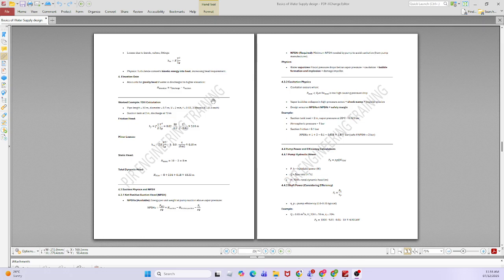Okay, so here you can see the worked example. Friction, how to calculate the friction value, minor losses, static head. Then you can calculate total dynamic head. Okay, and then also you will check whether net positive suction head is sufficient or not.